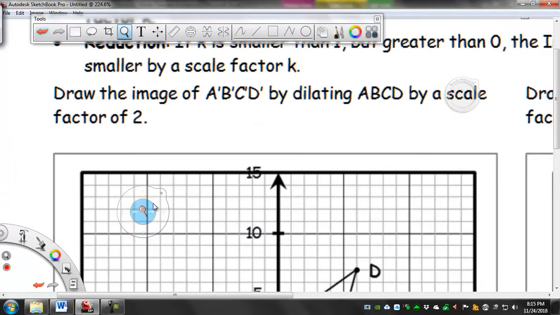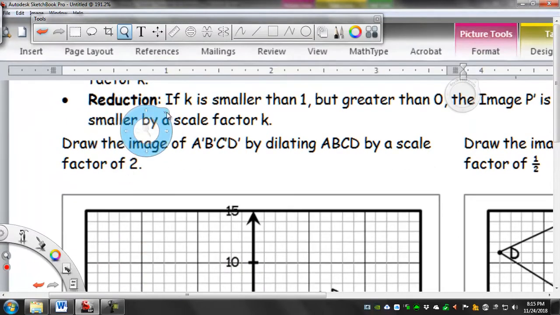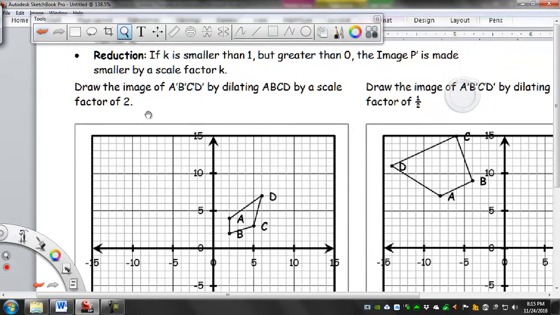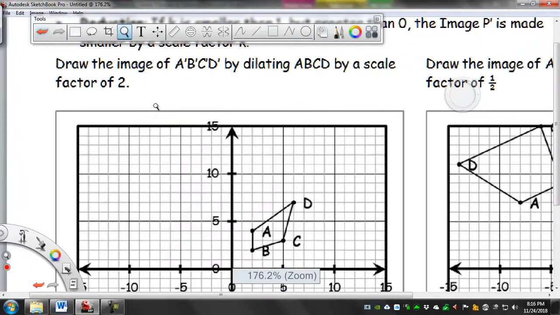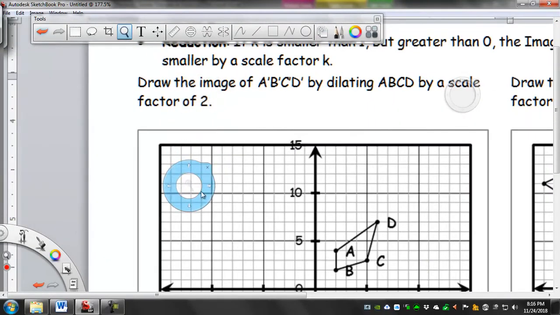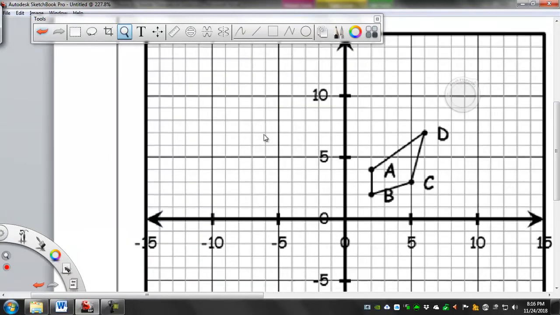Okay, for a sample problem that we have on the notes, we're supposed to draw the image of A'B'C'D' by dilating the original image ABCD by a scale factor of 2. So the first thing we want to do is list all our ordered pairs, and once we list them all, we're going to multiply them by the scale factor of 2. So let's list them all here. So A is the ordered pair 2 and 4. Make sure that we get these right because we can't make mistakes here. So 2 and 2.